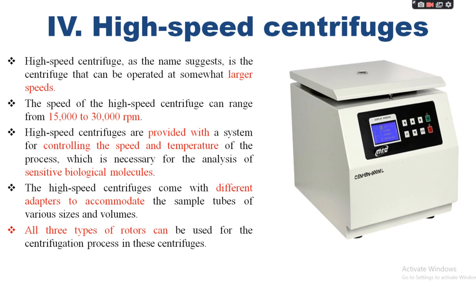High speed centrifuges come with different adapters to accommodate sample tubes of various sizes and volumes. So we can accommodate various types of centrifuge tubes in high speed centrifuges. All three types of rotors can be used for the centrifugation process in this centrifuge: fixed angle rotors, horizontal rotors or vertical rotors. All three kinds of rotors can be used in high speed centrifuges. Thank you.